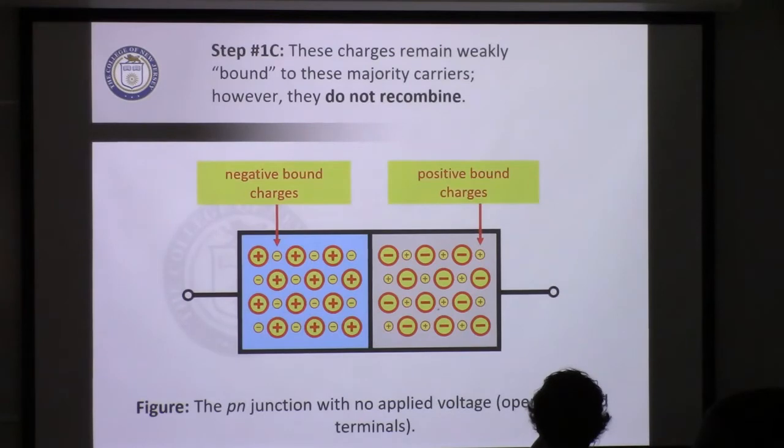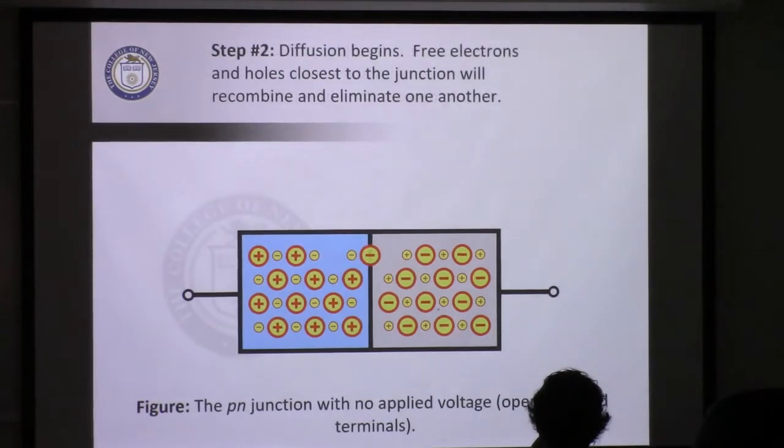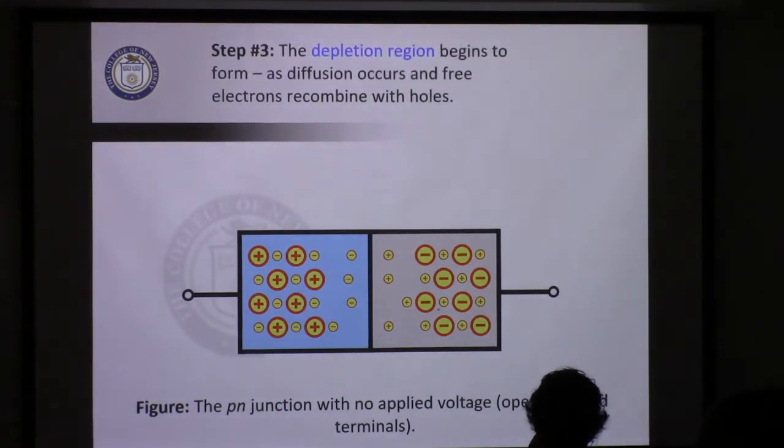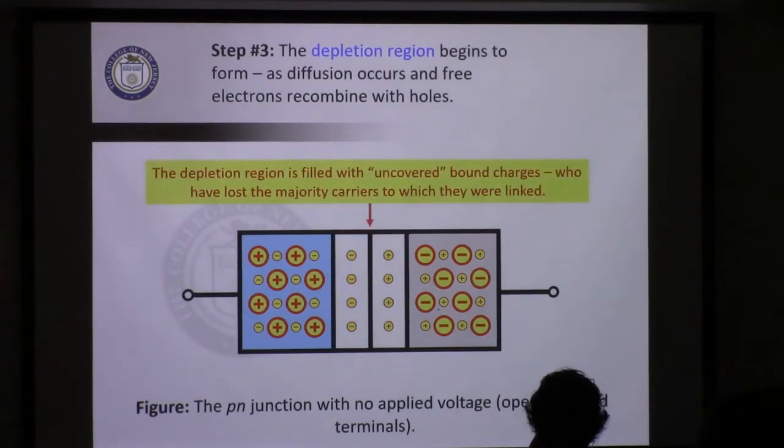So diffusion will begin. The free electrons and holes closest to the junction will cross over to the other side, and most of them will recombine. The result of that is a whole bunch of uncovered bound charges inside of this middle region that we call the depletion region. Depletion region because it's depleted of all the majority charge carriers.